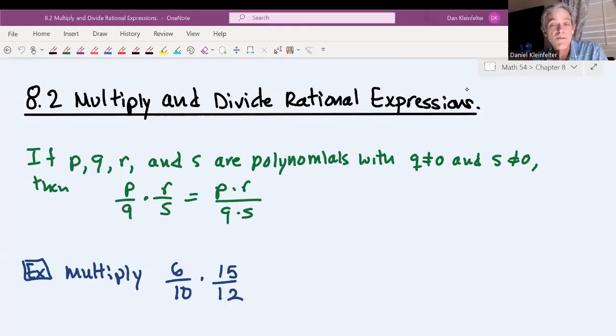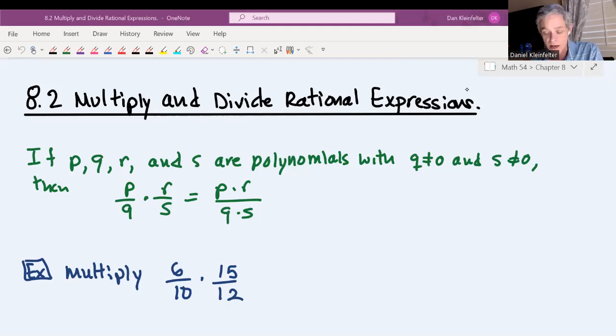Welcome back, everybody. In this video, we're going to go over section 8.2, which is about multiplying and dividing rational expressions. So for multiplication and division, basically the short directions are: if you're multiplying a fraction that looks like P over Q times a fraction that looks like R over S, you multiply the numerators, you multiply the denominators, getting P times R over Q times S.